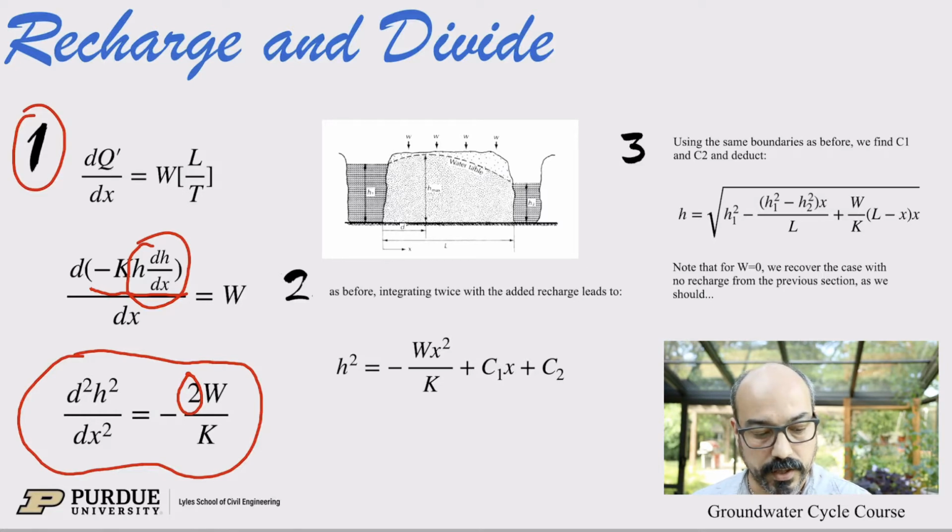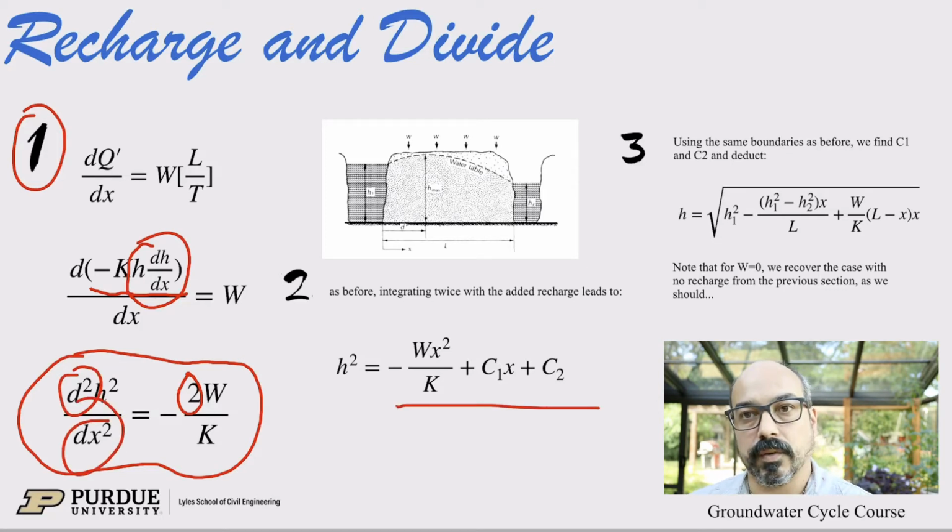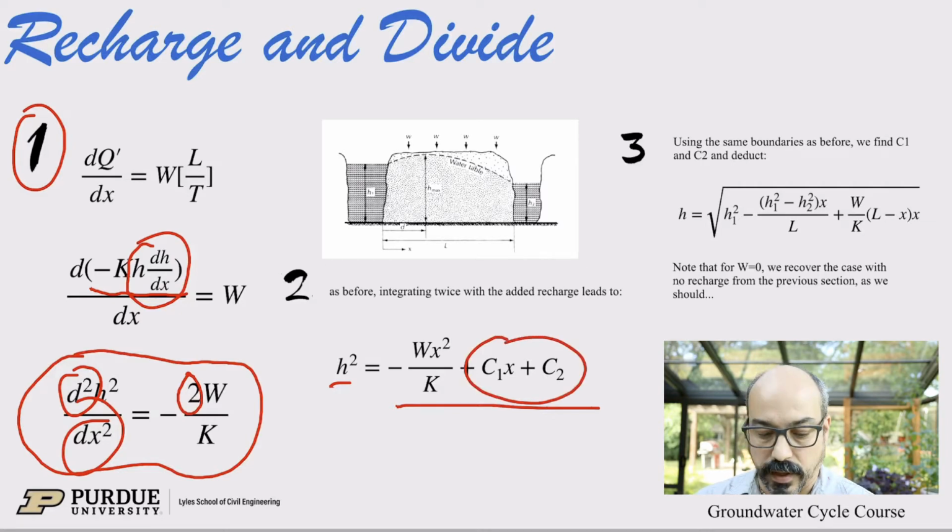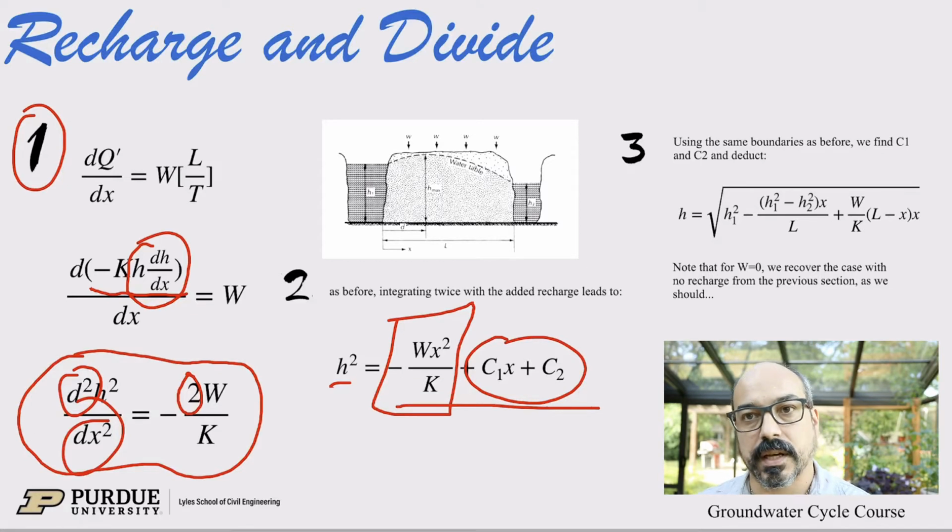We just integrate twice, right? We have d squared dx squared, so we do it twice and we end up with a second degree polynomial. Remember in the last lecture for the unconfined aquifer, the square of the head was linear in x. So now we have that new term, which is our source term. So now we have a second degree polynomial in x, so we have a proper parabola.